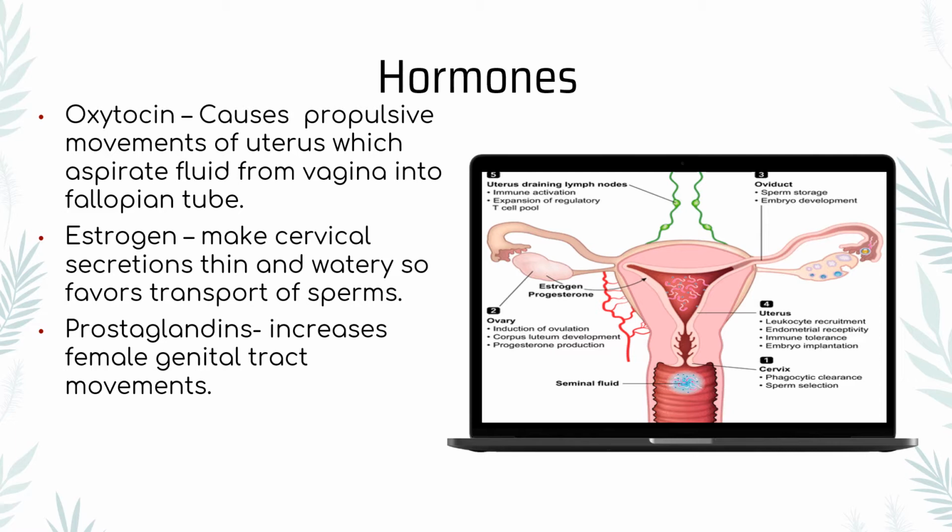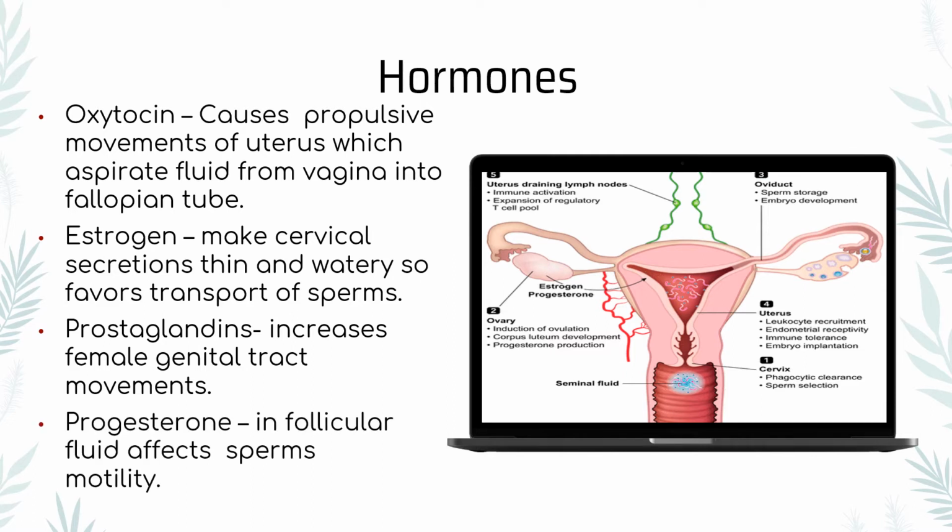Prostaglandin, which is present in the semen, contributed by the seminal vesicle fluid, also increases the female genital tract movements. And then progesterone: after ovulation, progesterone present in the follicular fluid is released, which further stimulates the sperm motility.